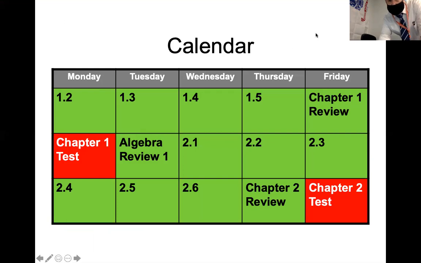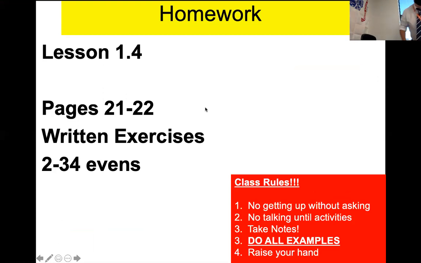Let's see. Did I not update the calendar? All right, forget the calendar. There's your homework. Now you've had almost a whole week now of seeing what the questions look like. You're kind of getting used to the challenge and the difficulty of geometry, and it won't change the entire year.